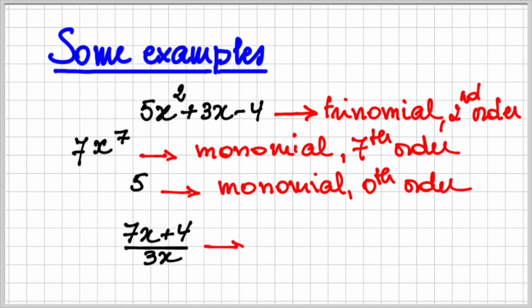The last expression is not a polynomial because we have a division of two polynomials. We will look at that later when we are doing certain operations with polynomials, but the expression itself, 7x plus 4 divided by 3x, is not a polynomial. So that is what I wanted to teach you during this first video about polynomials. We will be looking at more aspects of polynomials like addition, multiplication, factoring, and so on, but that will be in the next videos.